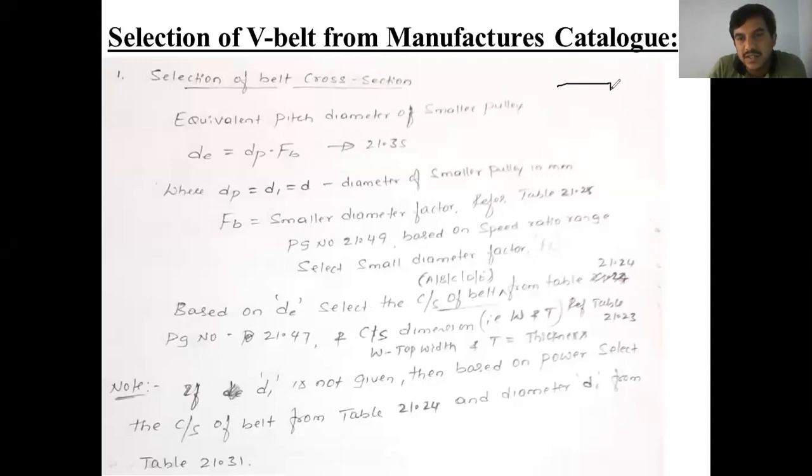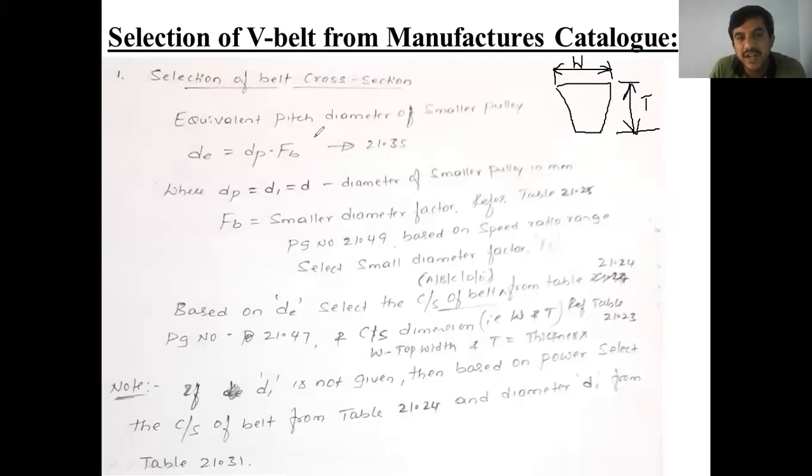As you know, the V belt has a trapezoidal cross section. For the trapezoidal cross section, you can see the top width, which we represent as W. Then the height or thickness of the V belt we represent as capital T, or sometimes small t. Then I want to select the belt cross section. How do you select it? Again, based on some procedure.